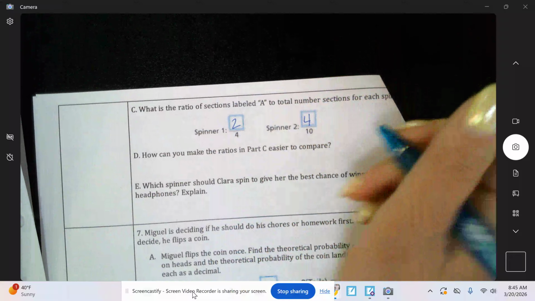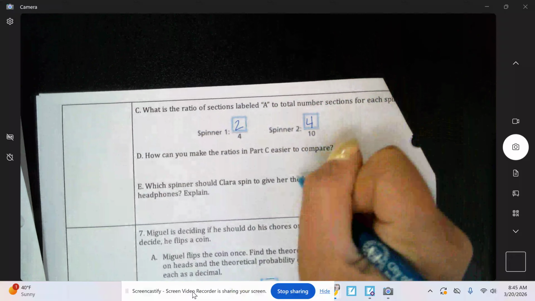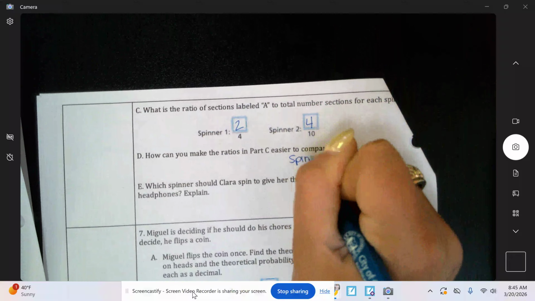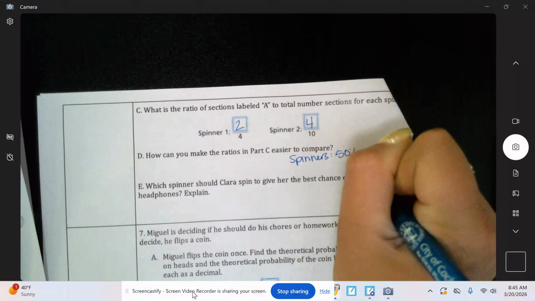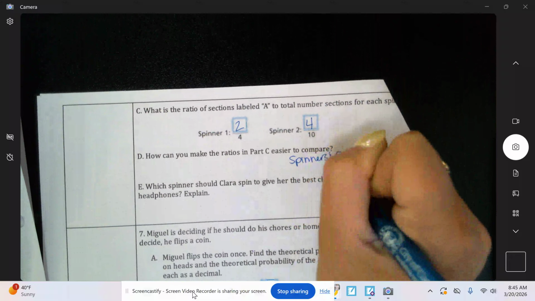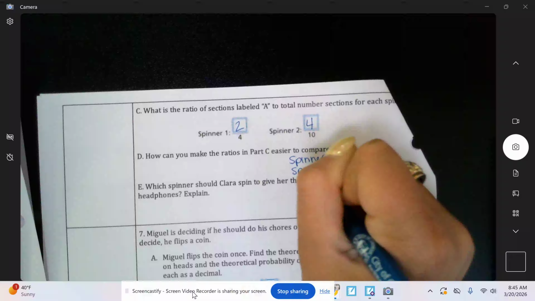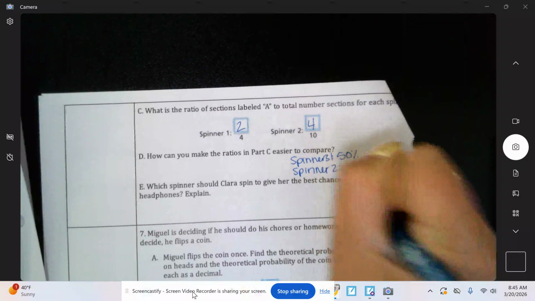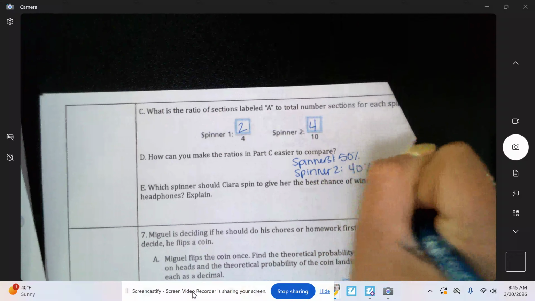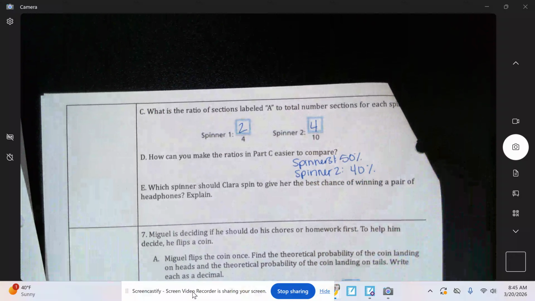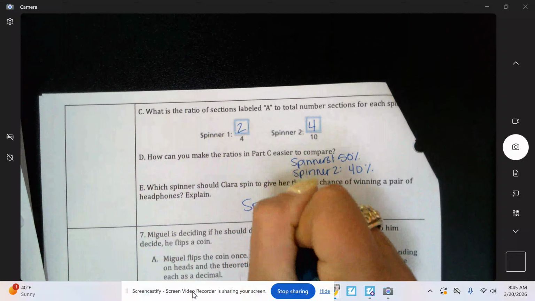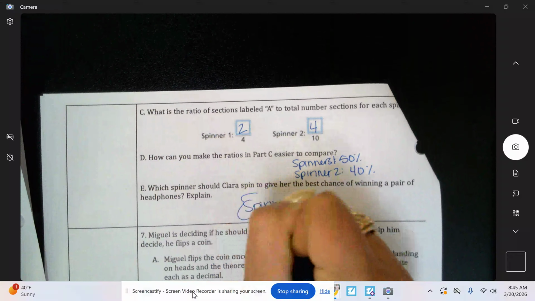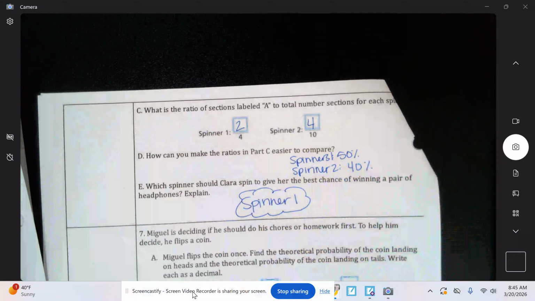So convert those to a percent. Spinner 1 is what percent? 50%. Spinner 2 is 40%. So who has the better chance? See, I was right. Good job. Sometimes it pays to not follow the crowd, right, Caden?